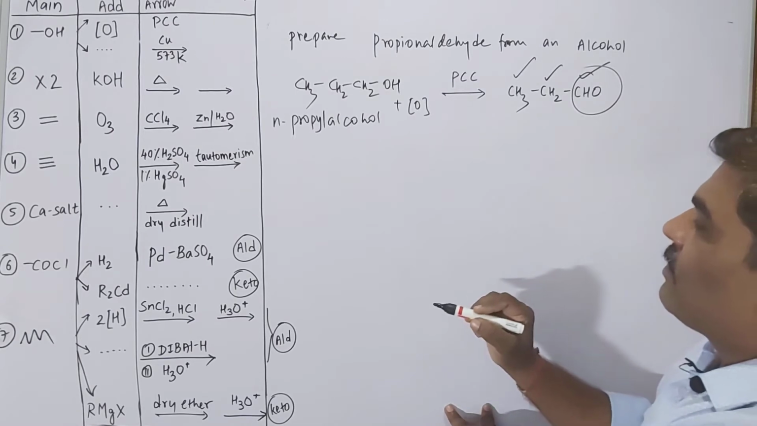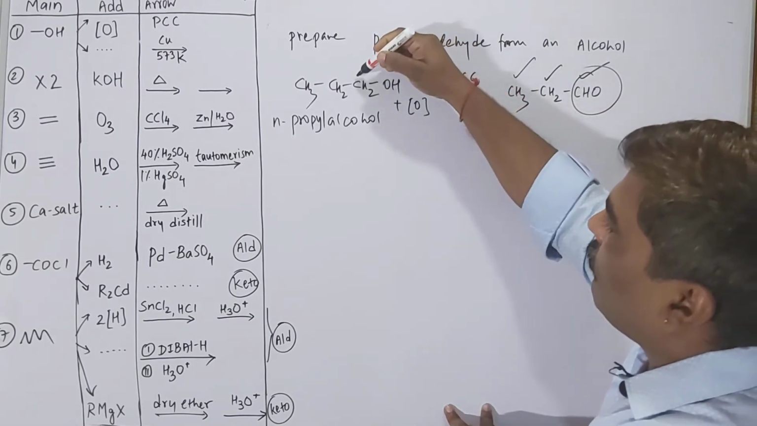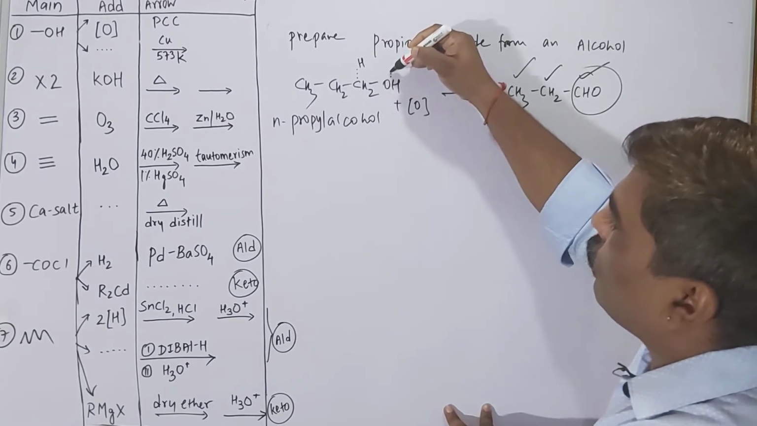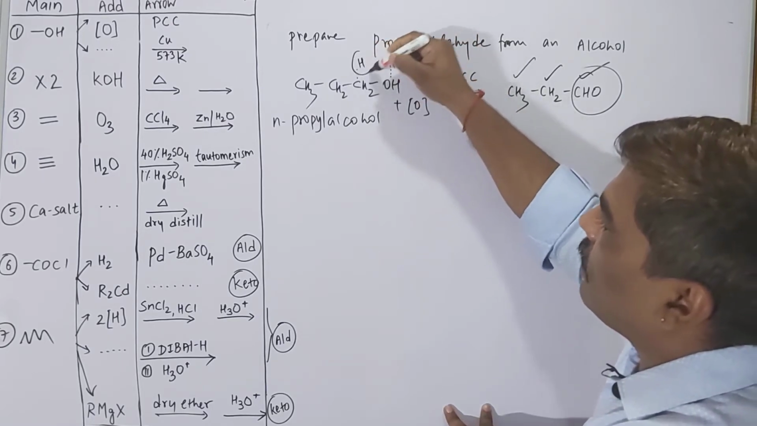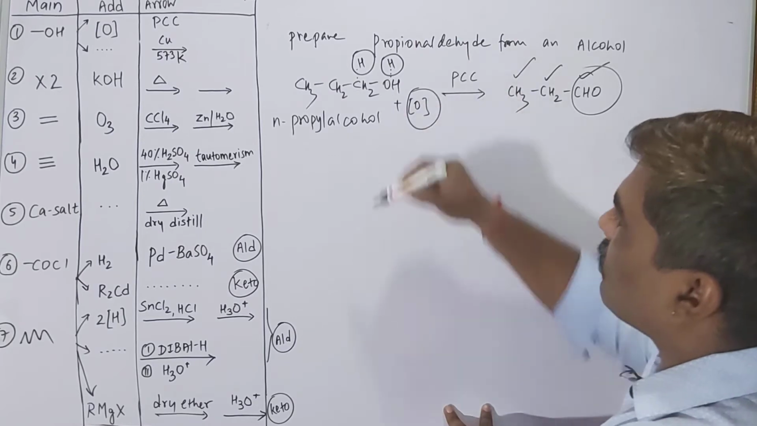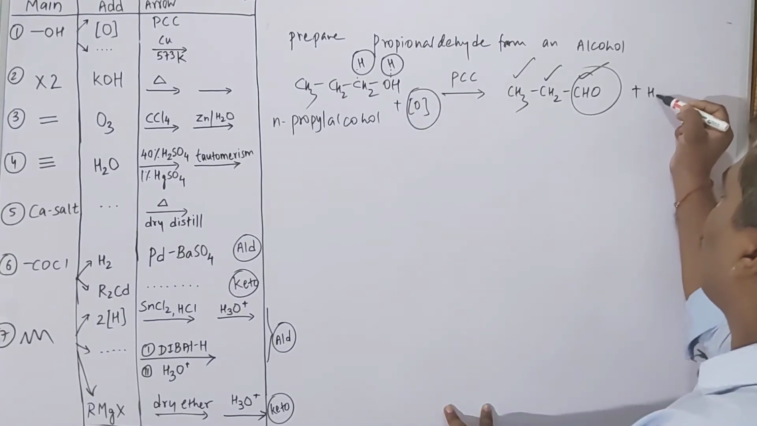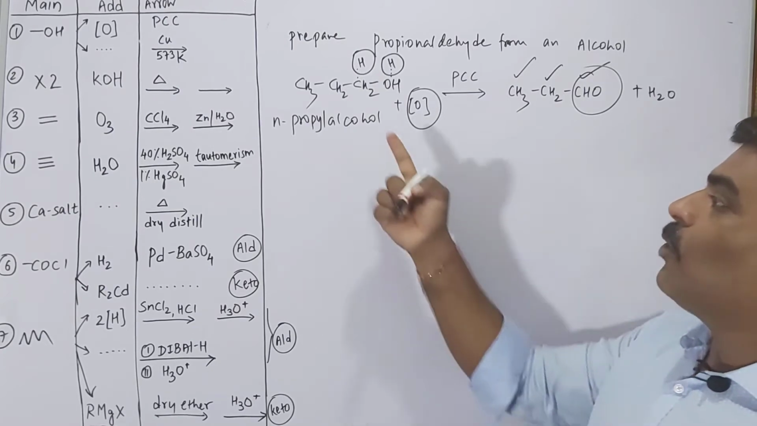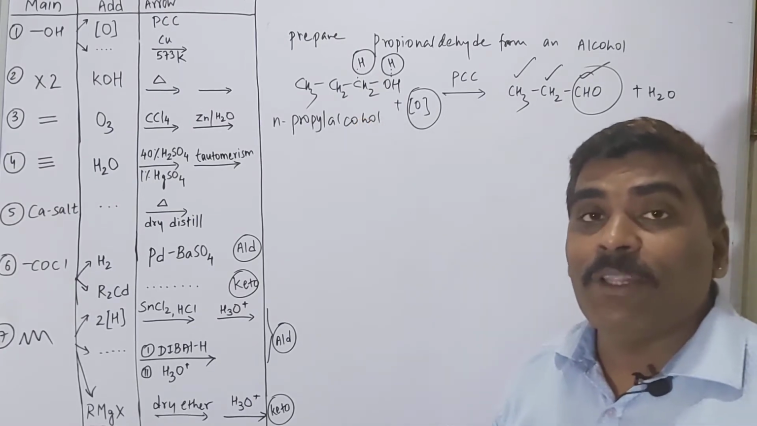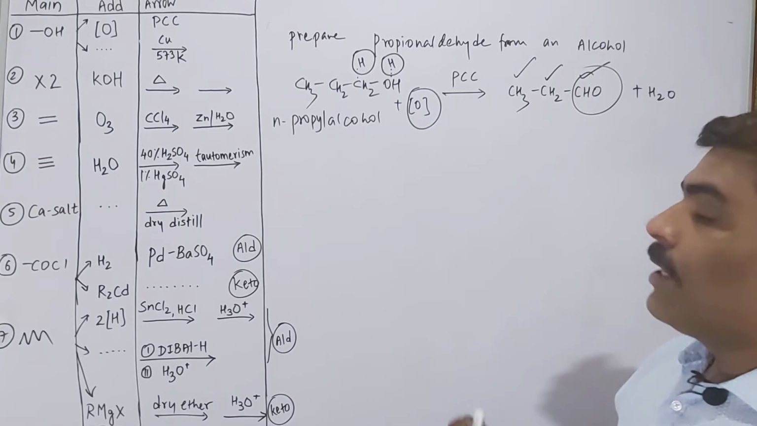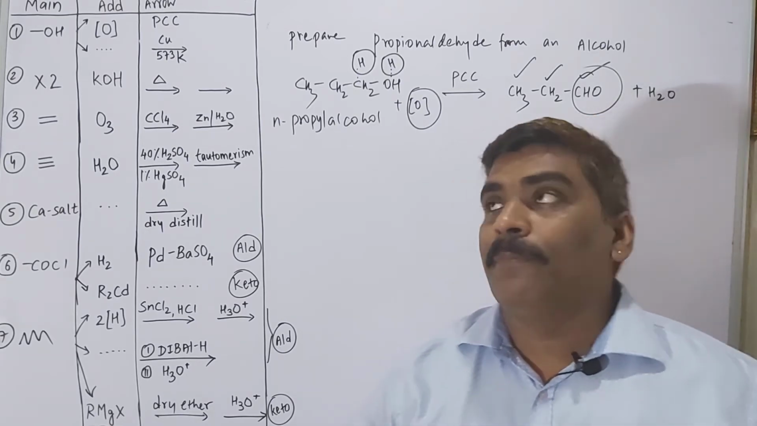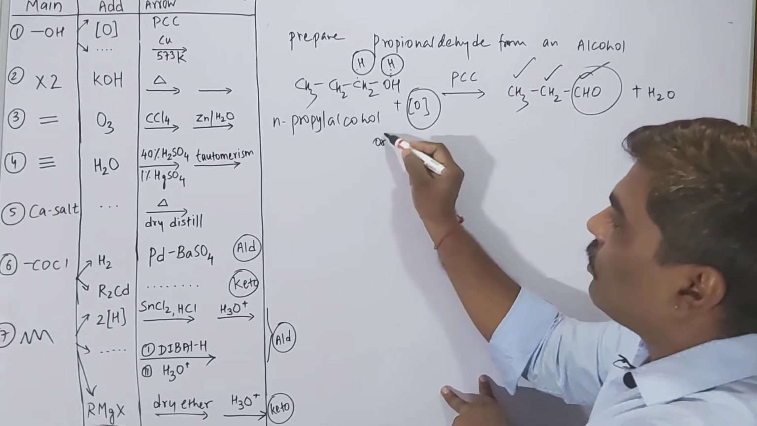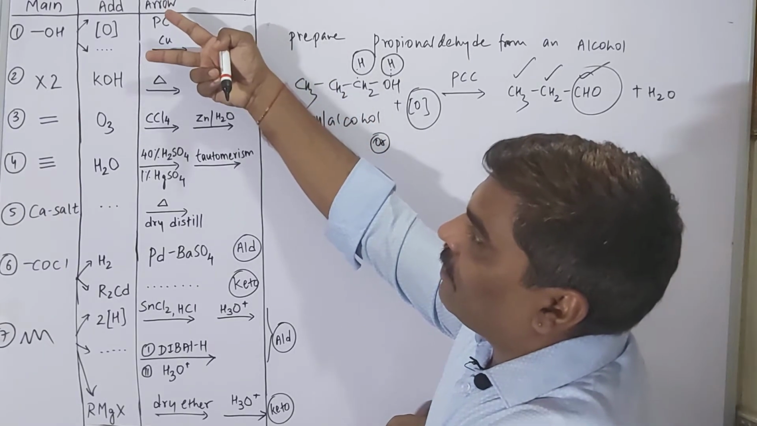Now what happens in this? As you know, from the alpha carbon hydrogen comes out, from the functional group hydrogen comes out. So this hydrogen and oxygen give water, and propionaldehyde is formed. Means n-propyl alcohol, when treated with PCC, undergoes oxidation to give propionaldehyde. Or here also, two possibilities are there.